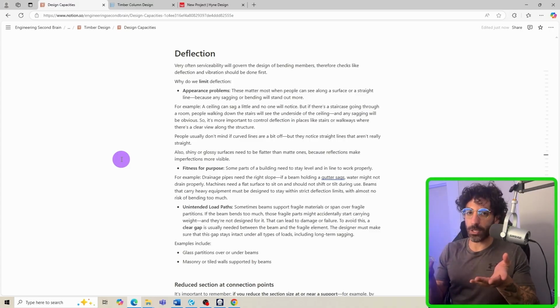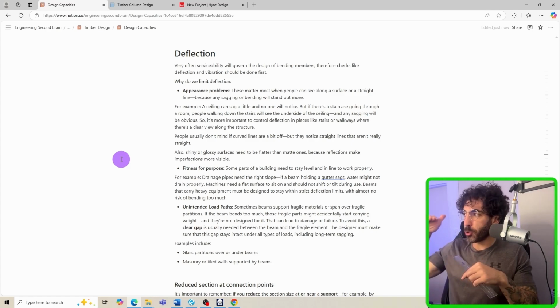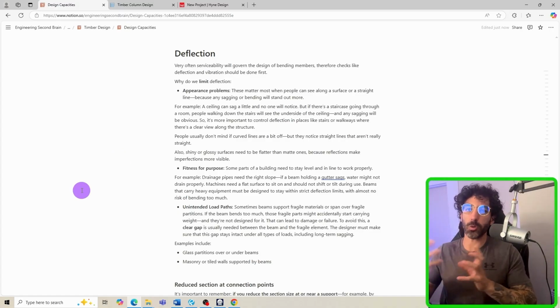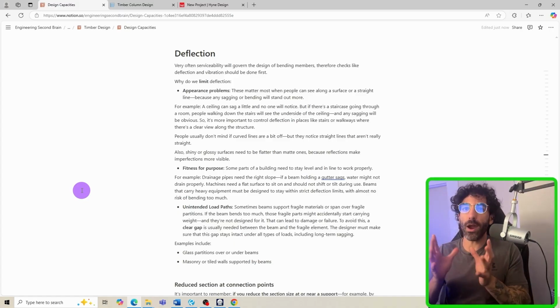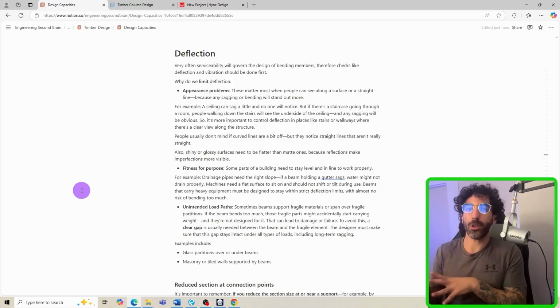A situation where this could happen is if you have a set of stairs going through a room. When the person walks down and up the stairs, when you are in the middle of the stair, and you turn your eyes and look at the ceiling at your eye level, any deflection of the ceiling will be much more obvious. But it's always good for you to understand these concepts, and then sometimes if you need to push the boundaries at some part of your design, you sort of have an overall understanding of where you can push the boundaries and where you cannot push the boundaries.